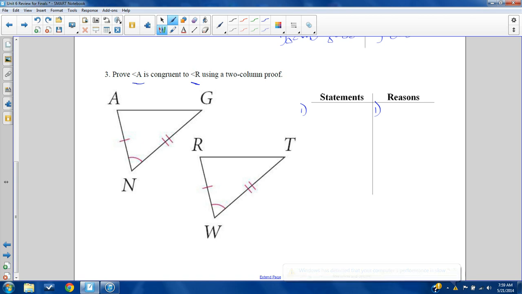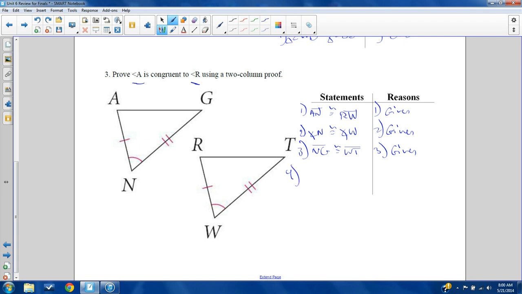So first I'm going to say segment AN is congruent to segment RW, given. And all these will be given, by the way. They give us all this. Angle N is congruent to angle W. My G's aren't looking so hot. And finally, NG is congruent to WT. So here I have side angle side with side angle side.